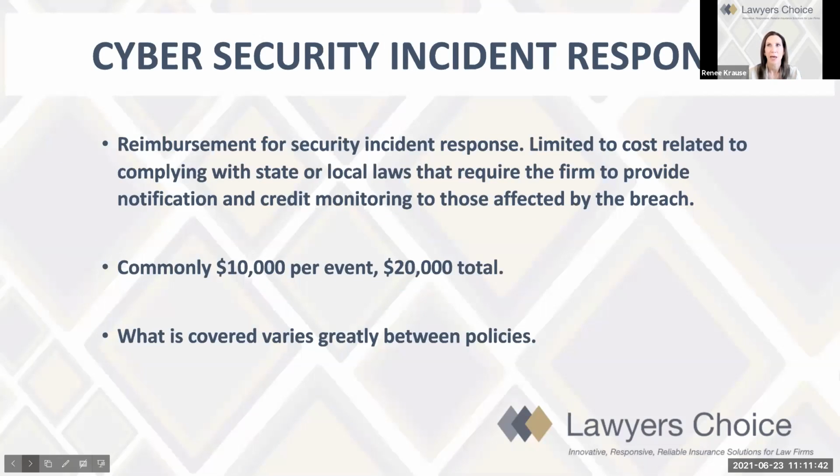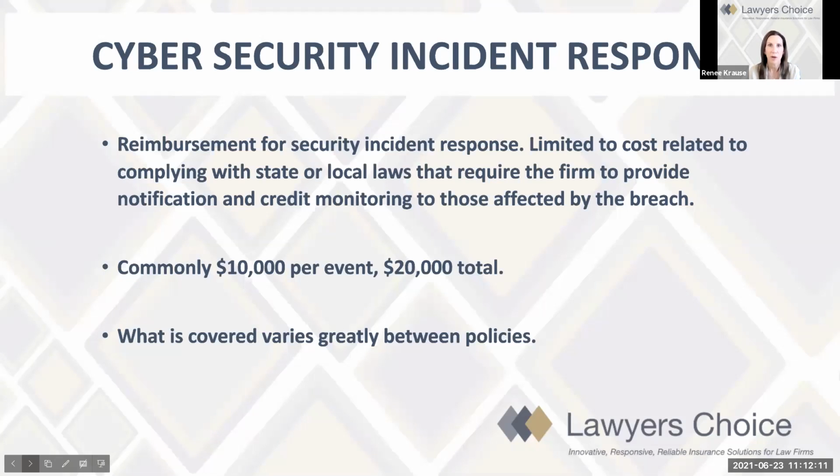Cybersecurity incident response. Okay, it's reimbursement for security incident response, and it's limited to costs related to complying with state or local laws that require the firm to provide notification and credit monitoring to those affected by the breach. This I want to comment on. This is not to be considered a replacement for a standalone cyber policy. This is simply some money set aside. As you can see, it's pretty narrow.